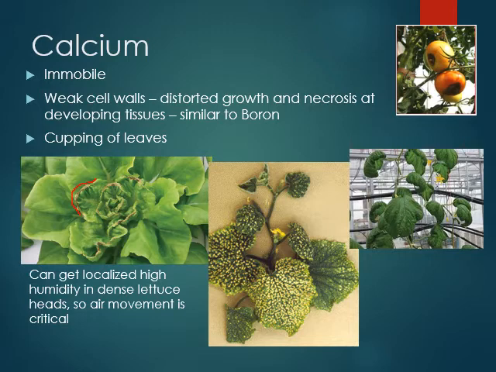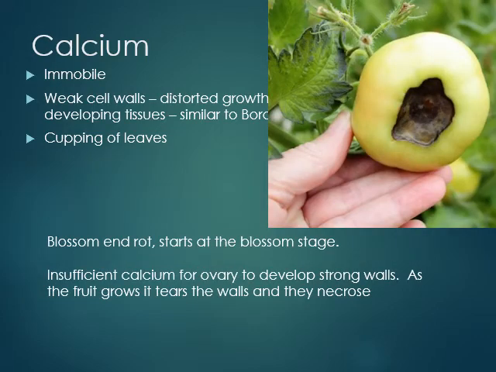And blossom end rot, I think I have another slide coming up, but when the ovary is first forming in the tomato, the very end, which is furthest from the petiole, is more likely to have insufficient calcium. And so then the cells don't form properly and they're weak. And then as the ovary starts to enlarge, as the fruit forms, it tears the end of the ovary open, which causes necrosis, and you get that rotten bottom of your tomato. There you go, blossom end rot.